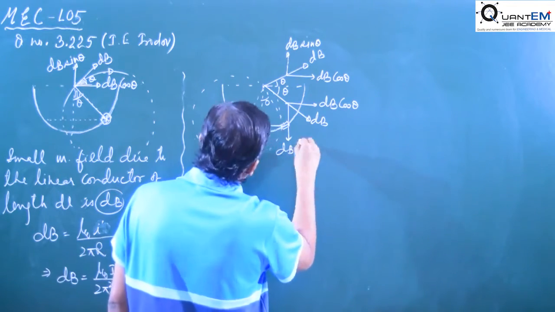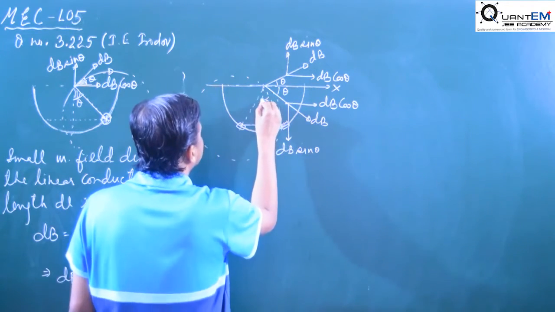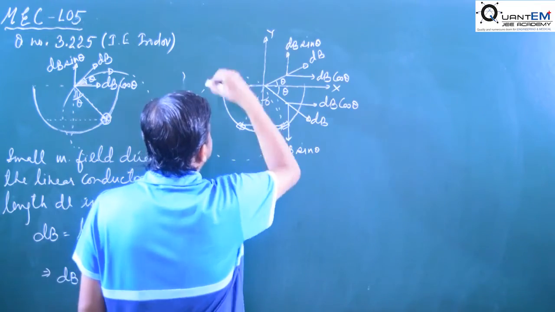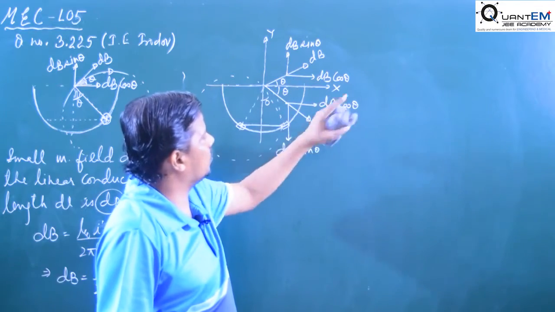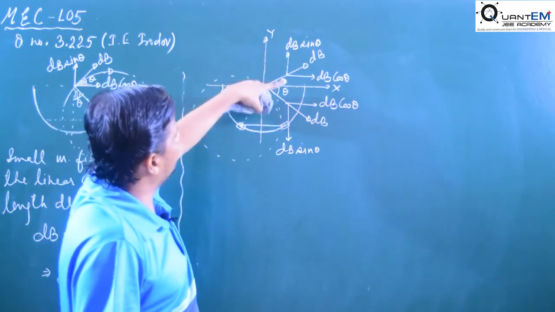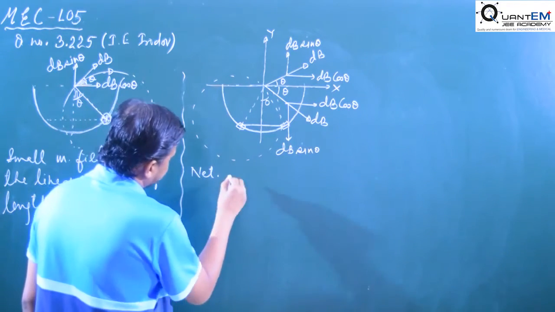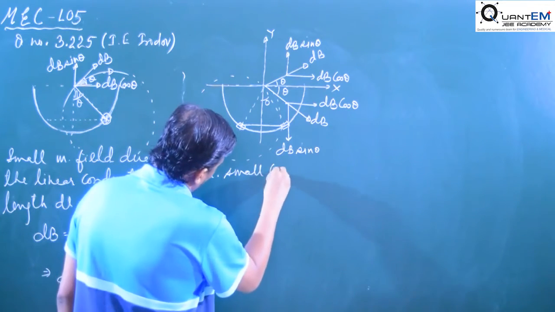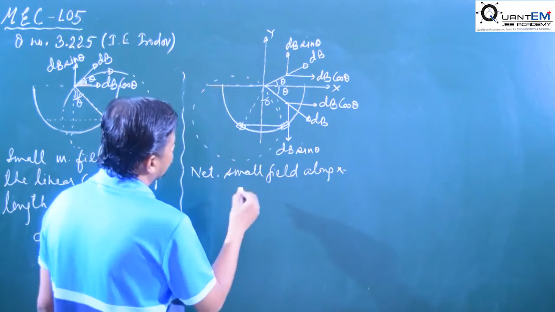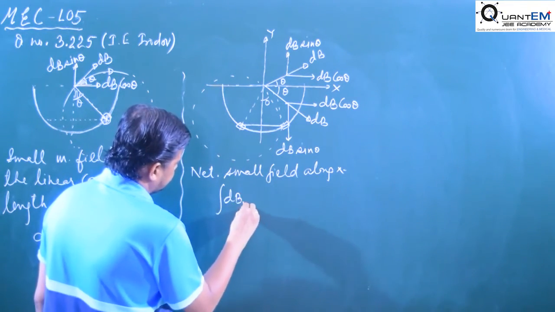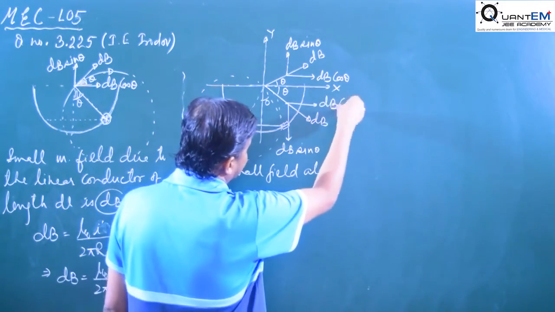Suppose this coordinate we have x, and this coordinate we have y. So see, net magnetic field along the x coordinate, these are additive, that's why we will get net magnetic field along the x coordinate, while along the y coordinate magnetic fields are opposite to each other. So net small field along the x coordinate will be the integral of dBx, because along the x coordinate fields are additive.